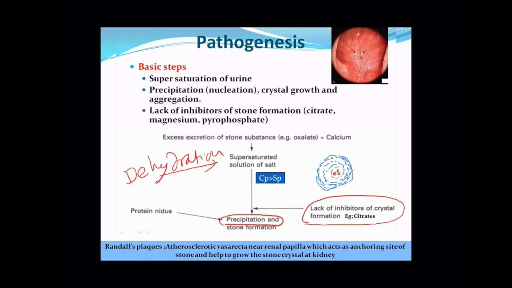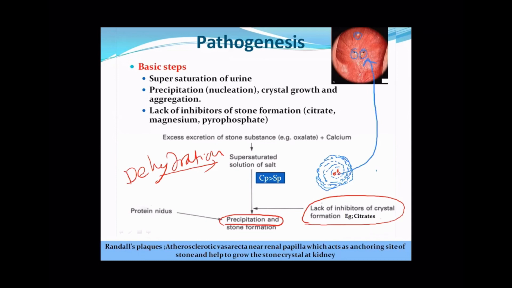You can see the picture at the top right, that is an internal picture of the calyx of the kidney. You can see these yellow spots over there. Actually these are atherosclerotic plaques, that means fatty plaques, found at the vasa recta, or the vessels of the papilla. These fatty spots allow the anchoring point for these small crystals.